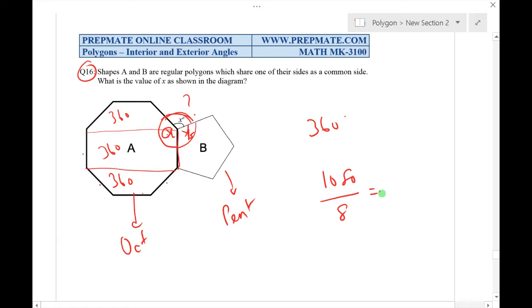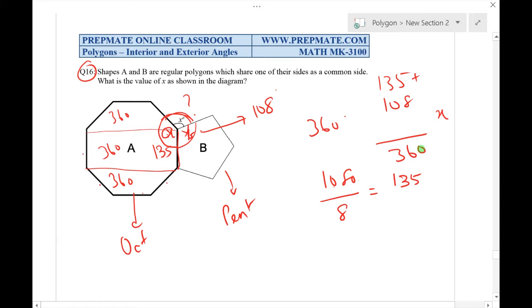Okay. So that's going to be how much? 8 1s are 8, 2 8s are 16, 3 8s are 24, and 4 8s are 32. That'll be 135 degrees. So A is 135 degrees. B, because it's a pentagon, if you remember this, that'll be 108 degrees. We solved it. So therefore, now going back to our method, 135 plus 108 plus this value of x should add up to 360.